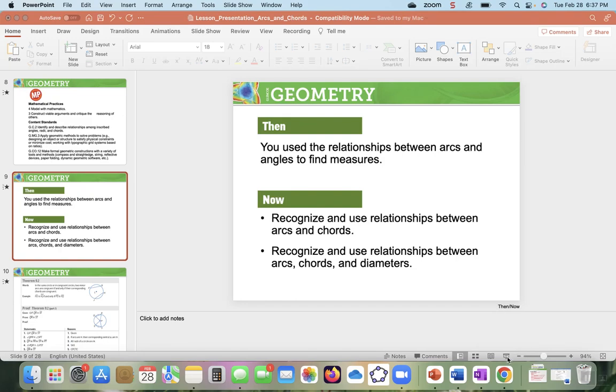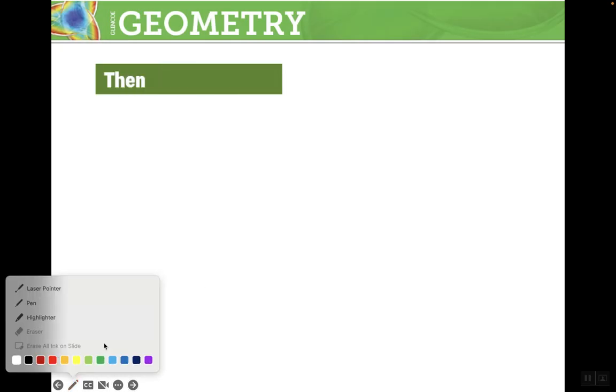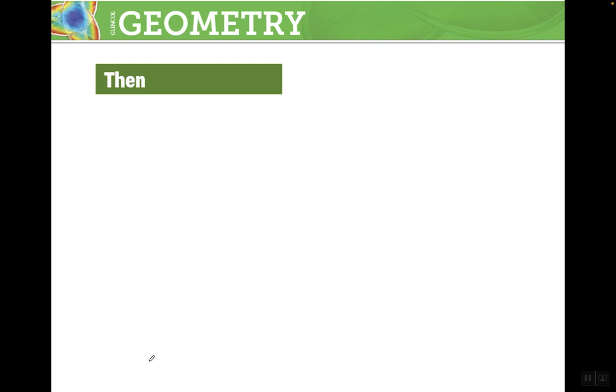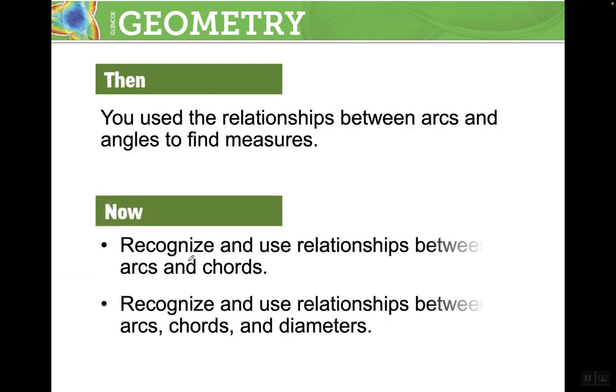Okay, we're going to do 9.3, which is arcs and chords. First you need to do the 9.2 warm-up, and then we'll get on with this. Okay, so we're going to just do relationships between the arcs and chords, and the first part of this is really easy, but then the second part gets a little bit trickier, but that should all be in your notes.